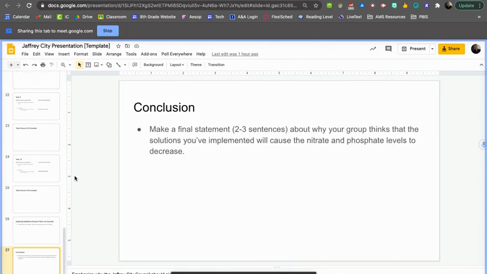And then lastly, I would like you to make a final elevator pitch or a final statement that's 2 to 3 sentences about why your group thinks the solutions you've implemented will cause the nitrates and phosphates to decrease. And so as a group, maybe divide up. I mean, obviously, I want you all to work on the 10-year plan together and have a good understanding of that. But if you want to divide up different slides in the presentation so that you're not all working on the same thing, it may be a little bit more time efficient. That might be very helpful.